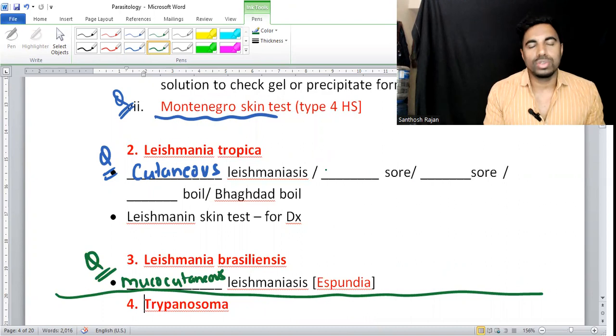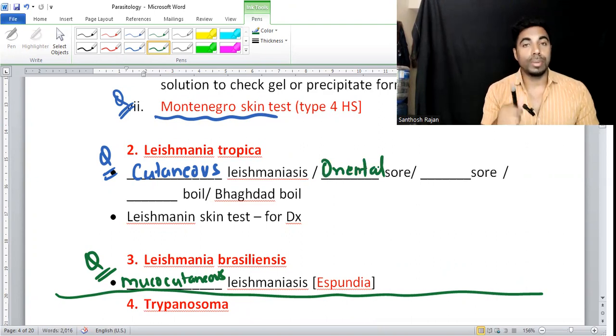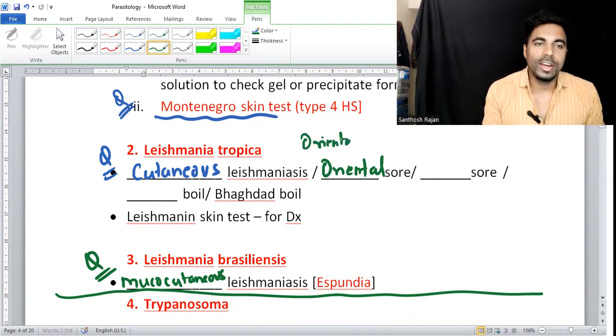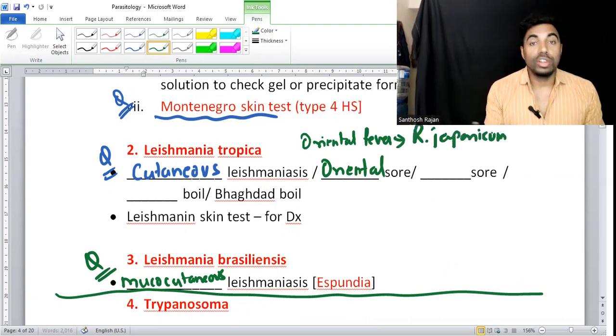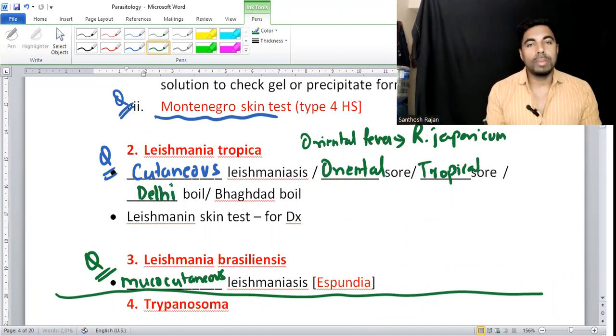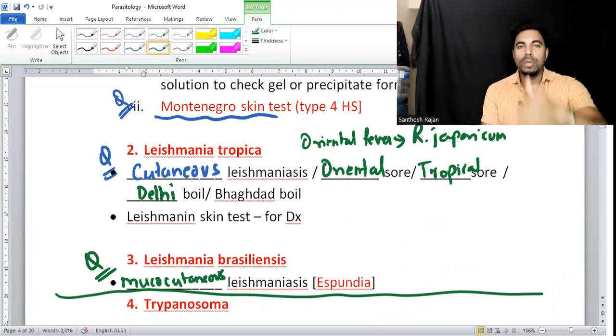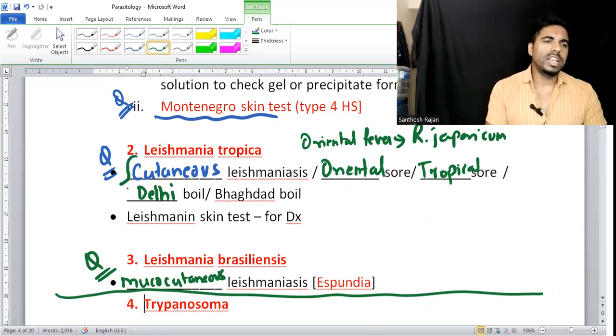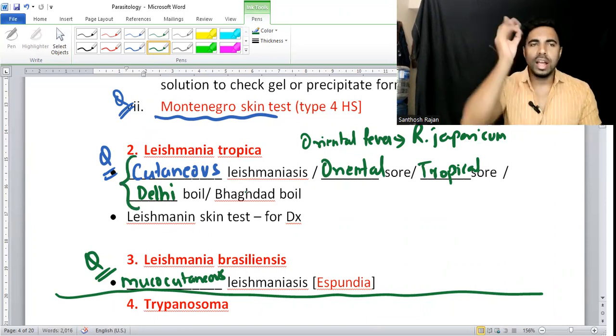Cutaneous leishmaniasis has so many names. One is oriental sore, not oriental fever. Oriental fever comes in Rickettsia japonica, that's a different story and I'm not going to stress it here. We are talking about oriental sore, or tropical sore, or Delhi boil or Baghdad boil. The cutaneous form really looks like a boil. They can give you any name and confuse you, but please remember this is caused by Leishmania tropica.